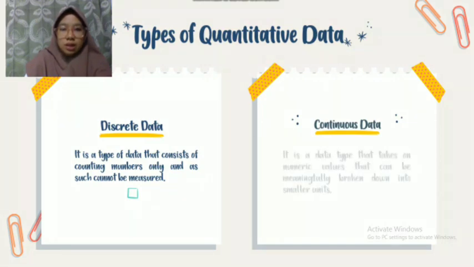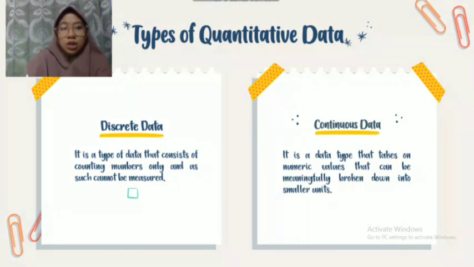Continuous data is a data type that takes on numeric values that can be meaningfully broken down into smaller units. As opposed to discrete data, which can be counted, continuous data can be placed on a measurement scale. An example: weight, length, time, and so on. Continuous data can be said to be either uncountably finite or uncountably infinite.